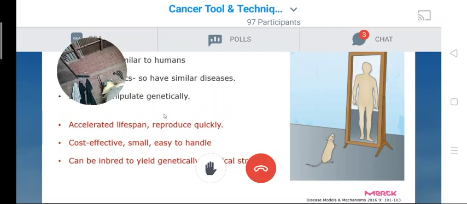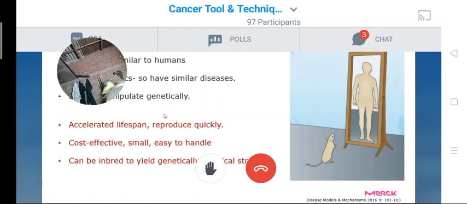After 3 weeks, you can separate them from their parents, and they become adults, and you can use them for your experiment. They reproduce very quickly, and apart from this, they are very cost effective. They are very small. You can handle them very easily, right? And they can be inbred to yield genetically identical strains. These are the various features which make the mouse a preferred model system in our research, right?